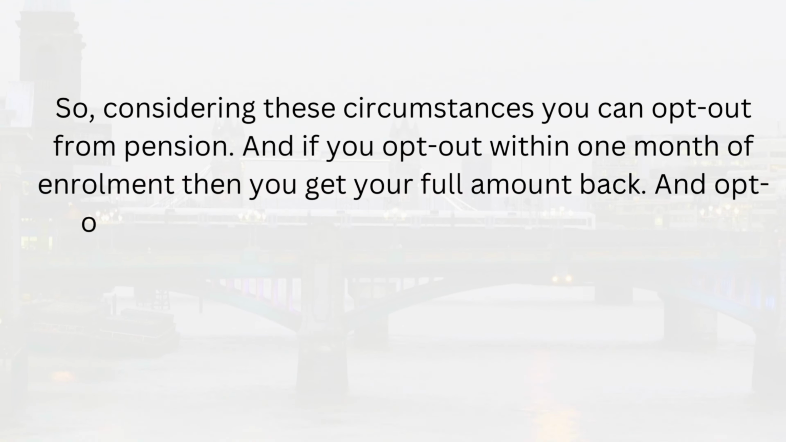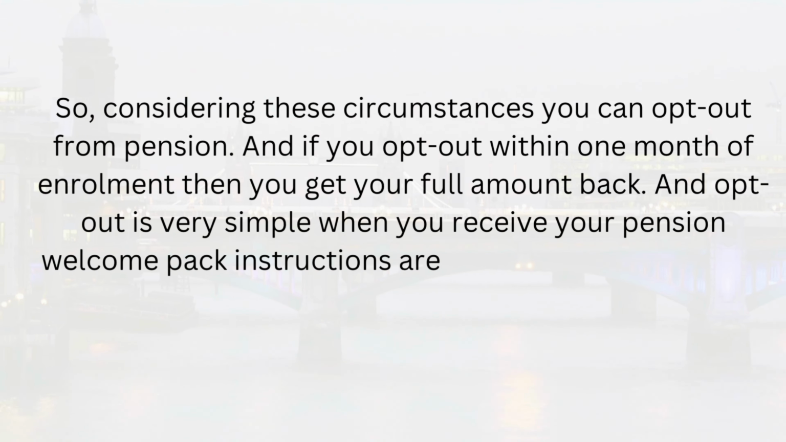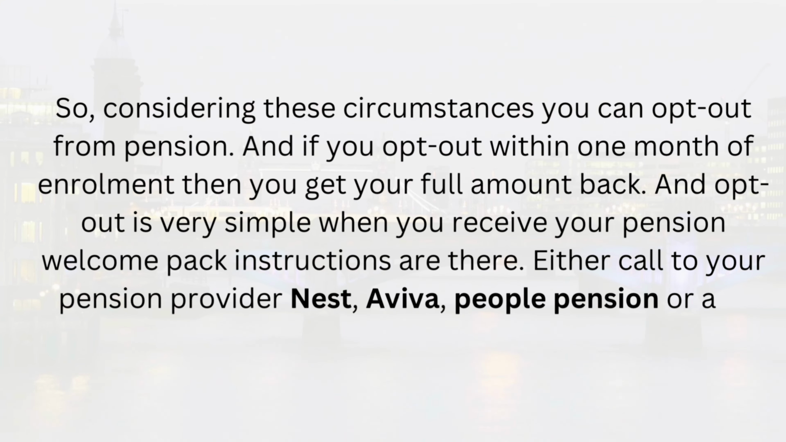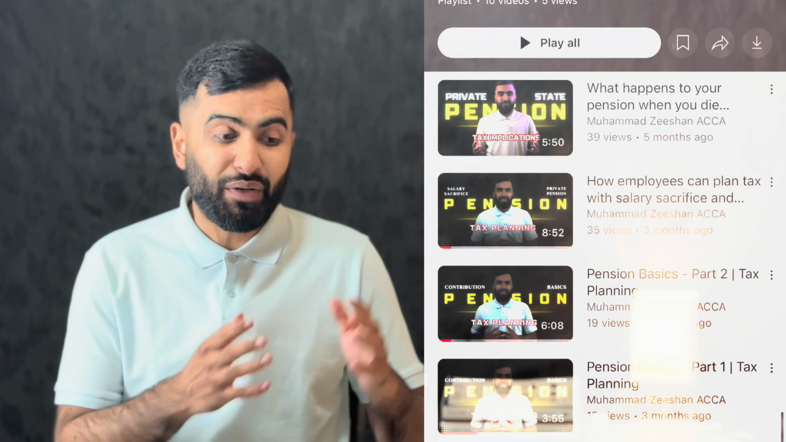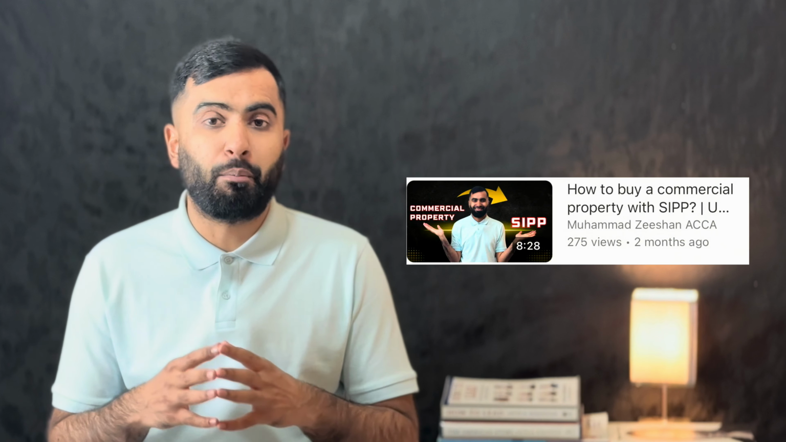And opting out is very simple. When you receive your pension welcome pack, instructions are there. Either call your pension provider, Nest, Aviva, People's Pension, or any other provider, or opt out by logging into your online portal. And to understand pension in more detail, watch my pension series. I recently uploaded 10 videos on the UK pension, including salary sacrifice, how to contribute into your pension pot if you are operating as self-employed, and how you can buy a commercial property using your SIPP, and many more.